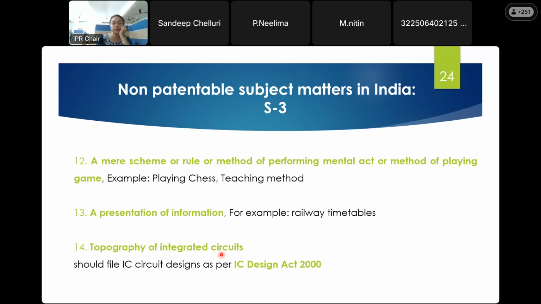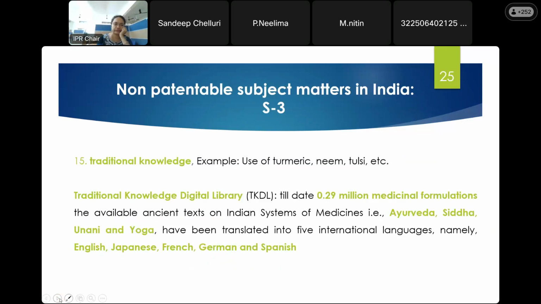Then topography of integrated circuits. You guys are from CSA and IT, right? You guys know about IC, integrated circuit. The design of an integrated circuit, that is also not patentable. There is a separate act for that, the IC Design Act 2000.